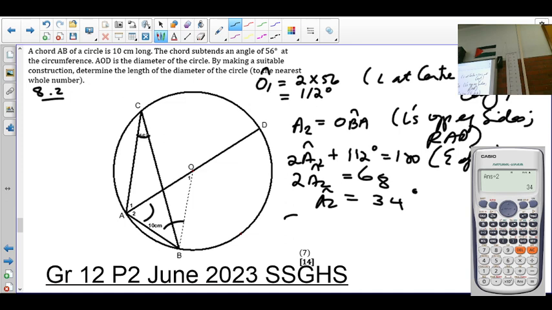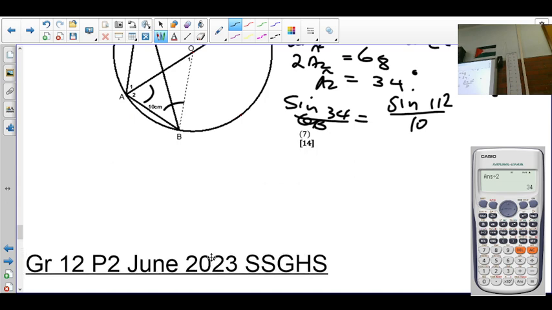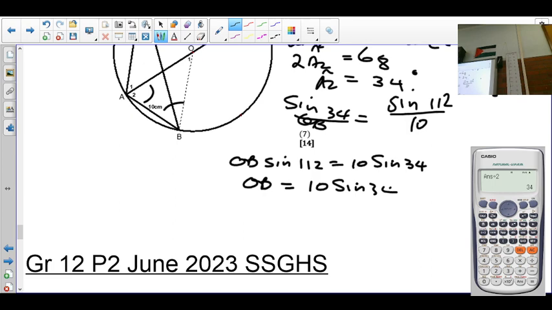Okay, so now we say that sine of 34 over OB is equal to sine of O1, which is 112, over 10. Okay, which now gives us OB sine 112 is equal to 10 sine 34. So OB is equal to 10 sine 34 divided by sine 112.